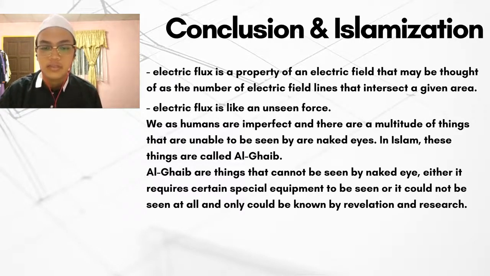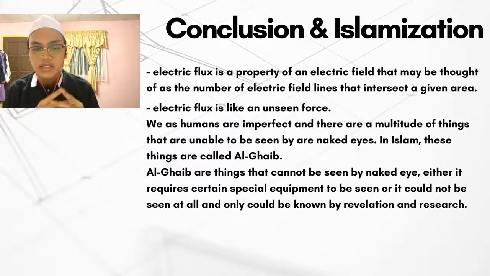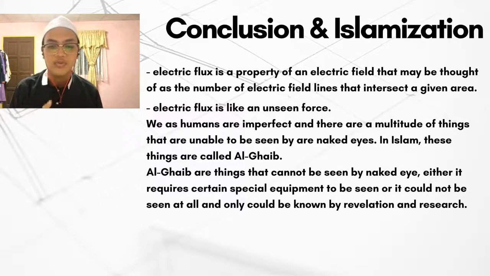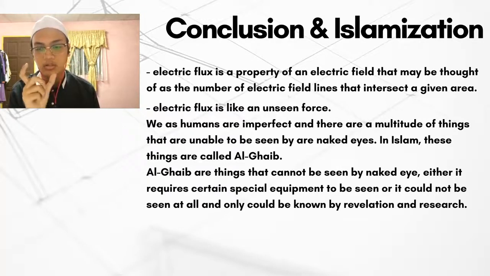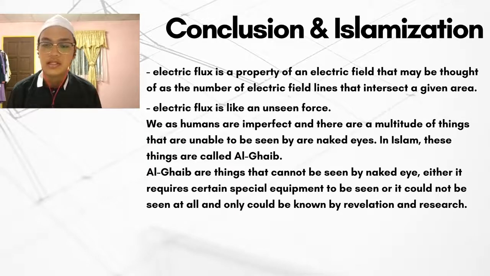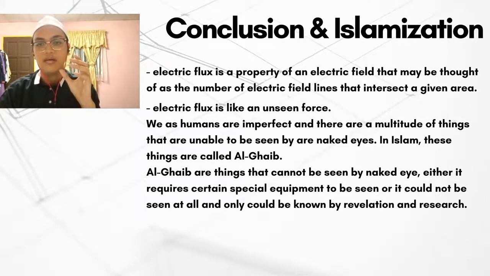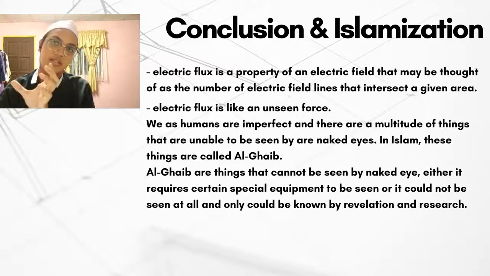The meaning is, from Sahih International: Say, O Allah, creator of the heavens and the earth, knower of the unseen and the witnessed, you will judge between your servants concerning that over which they used to differ. So alimul ghaib, knower of the unseen. Here it clearly shows that Allah knows everything about al-ghaib. Compared to us, we don't know a thing. So that is one of the things that we can relate from electric flux and Islam itself.